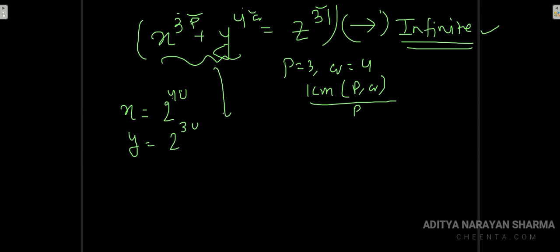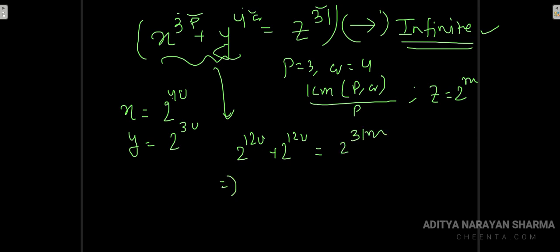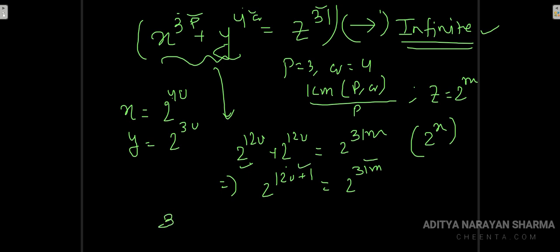So this gives you the left hand side as 2 to the power 12u plus 2 to the power 12u equals to, and now choose z as any power of 2, like 2 to the power m, for example. So this gives you 2 to the power 31m. Since 2 to the power x plus 2 to the power x gives you 2 to the power x plus 1, because this is basically doubling the same number, and since the base is 2 itself, this will give you 2 to the power 12u plus 1, which equals 2 to the power 31m. Now since 2 to the power x is a monotonic function, its arguments must be equal if the values are equal. So we must have 31m minus 12u equals 1 for integers m and u.